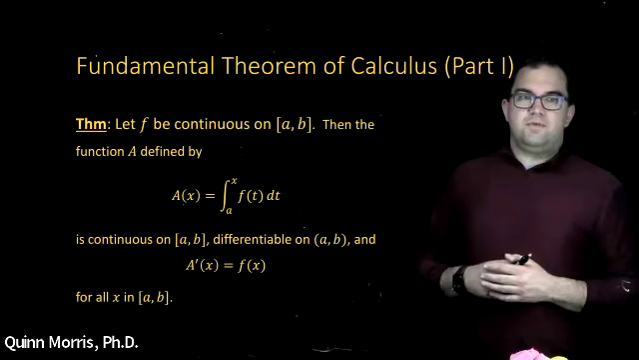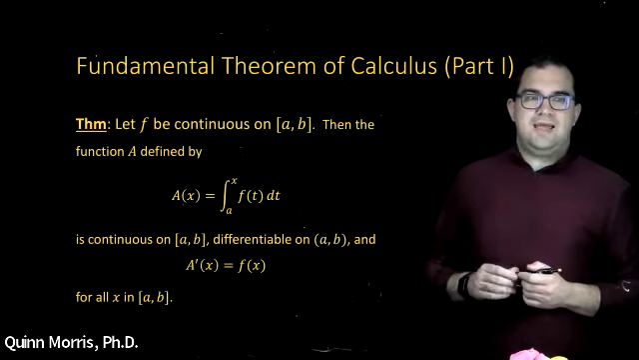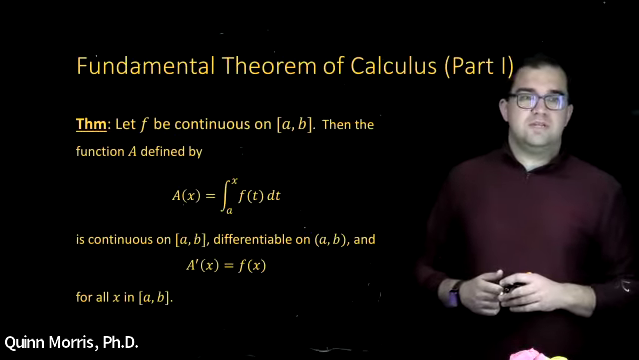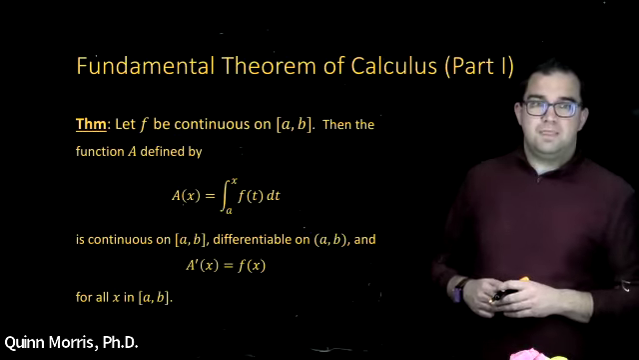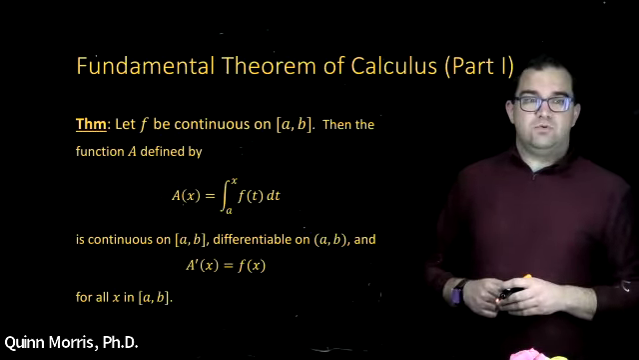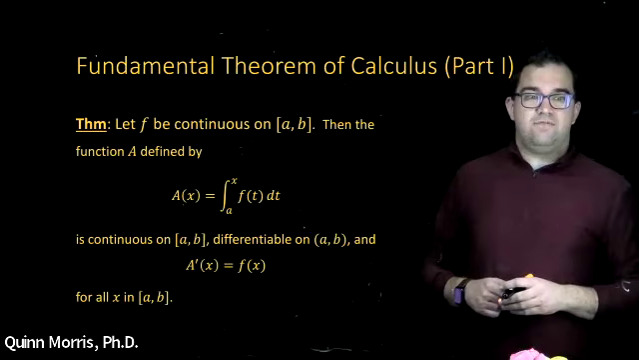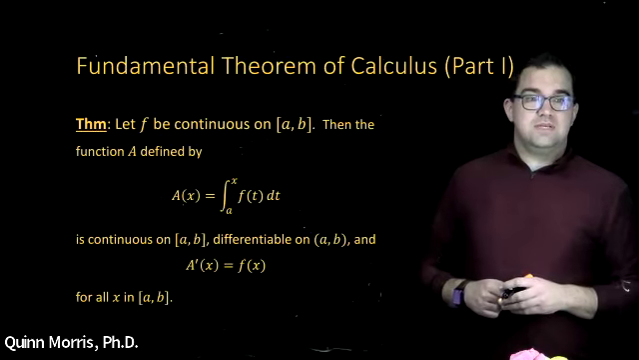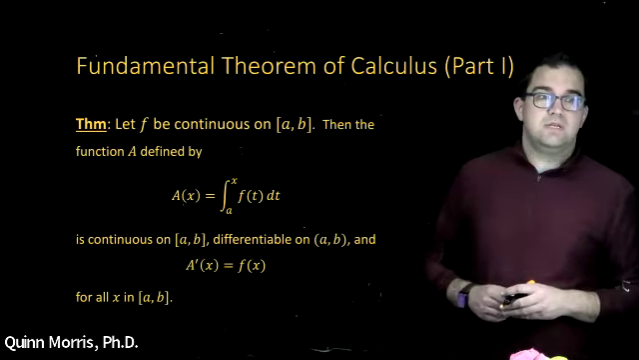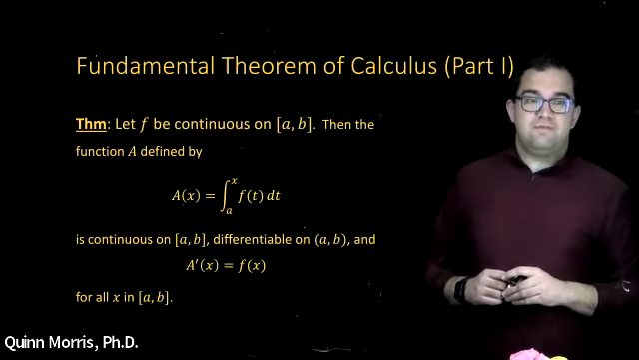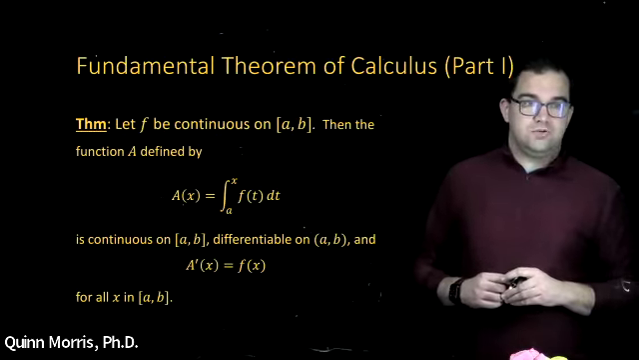The first part of the fundamental theorem of calculus deals with this function A of x, which is called an accumulation function. The theorem says, assume we're working with a continuous function f on some interval [a, b], and we want to define a function A such that A of x is equal to the integral from a to x of f of t dt. If we define the function A in that manner, then that function is continuous on the closed interval [a, b], differentiable on the open interval (a, b), and most importantly, the derivative of that function A at x is equal to f at x for every x in your interval.